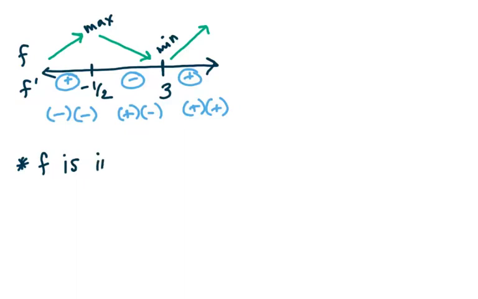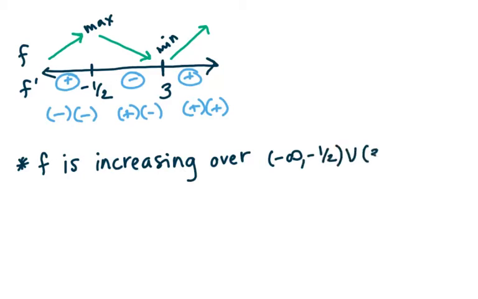increasing. Oh my gosh, can't write i's for some reason. Over the interval. So it's increasing in this first interval and this last interval here. So we'll say negative infinity to negative 1/2 and 3 to positive infinity. Since, again, the sign chart isn't enough of an explanation, I'm saying I know that's the case because the derivative, the first derivative, is greater than 0 on those intervals.